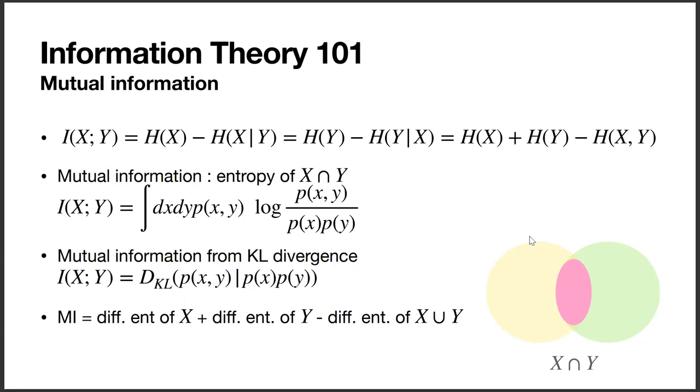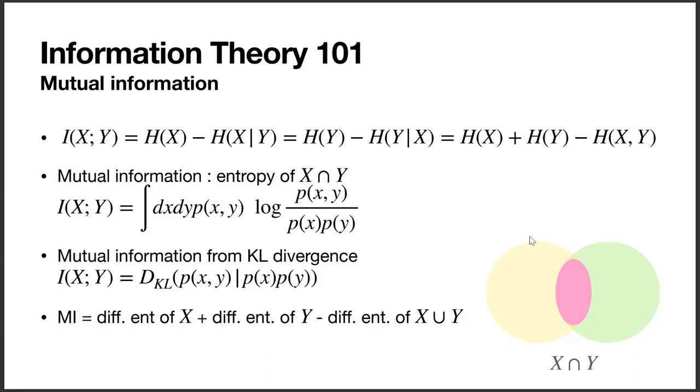So I told you that this conditional entropy is this yellow part. Among this X, if you remove the yellow part, only the intersection remains. There is the other way of defining it: starting from Y, you can remove the conditional entropy, and you are also left with the same pink region. And this is called mutual information.